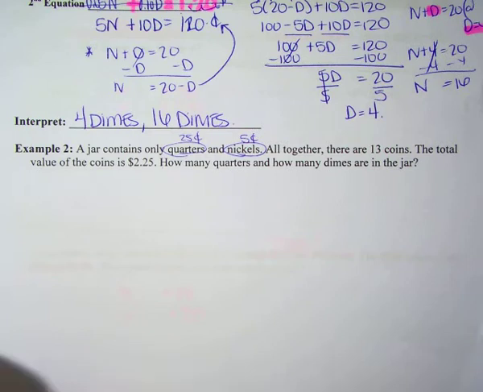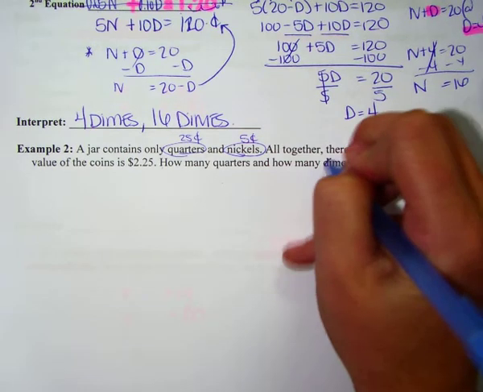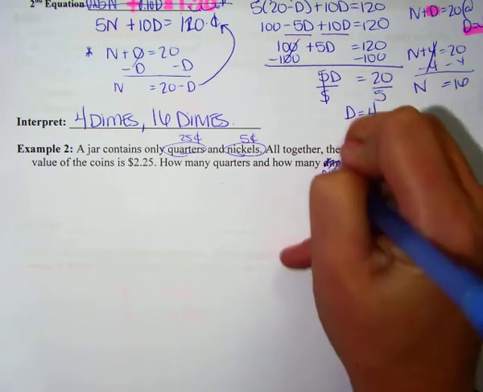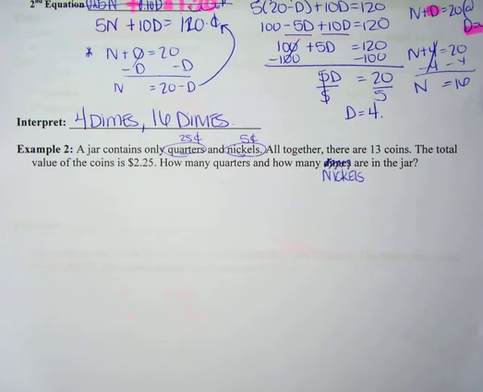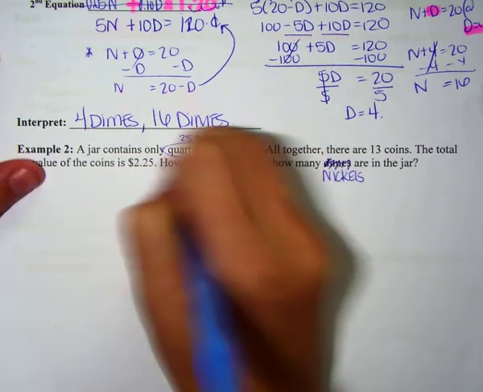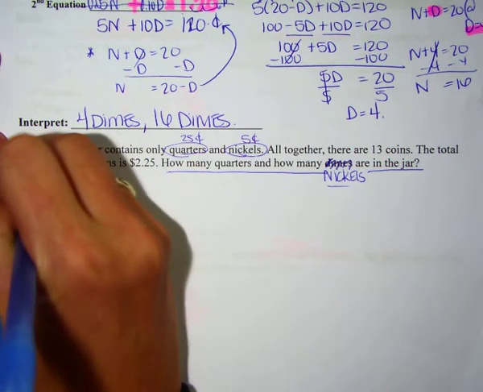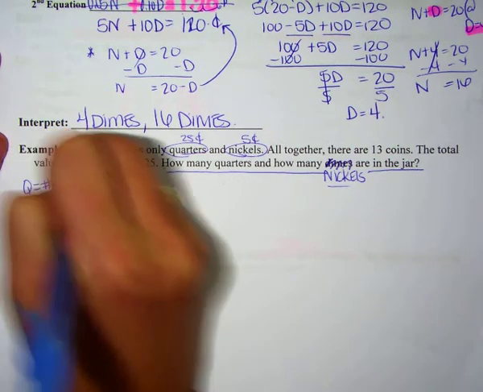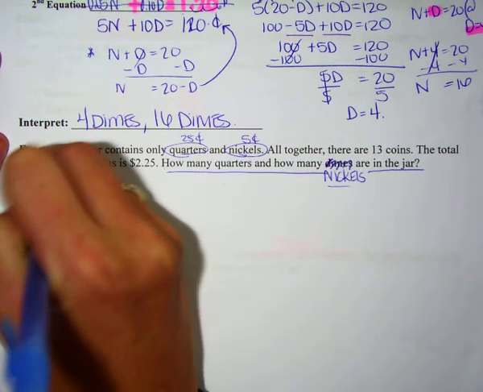The total value of the coins is $2.25. How many quarters and how many dimes, sorry, that's a typo, it should say nickels, are in the jar? So based on the last sentence, I'm going to let Q equal the number of quarters and N equal the number of nickels.